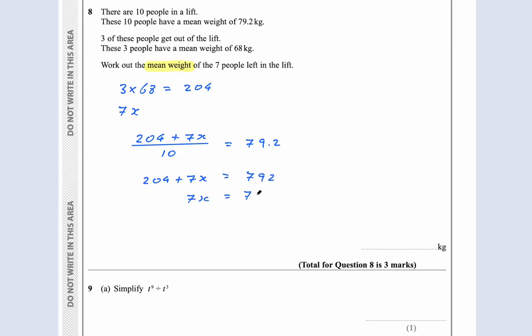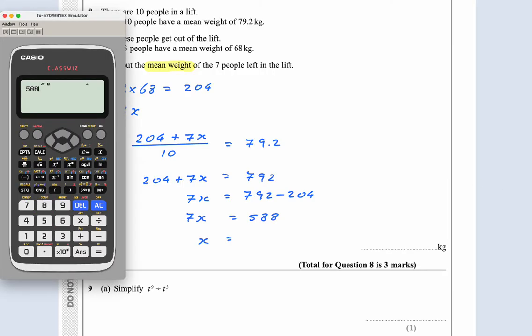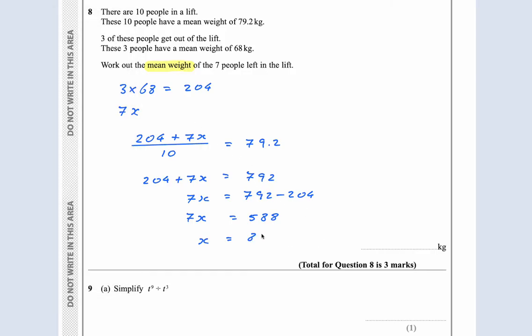7x equals 792 minus 204. If I subtract this, what is that? 7x is 588. And then x is equal to 588 divided by 7. 588 divided by 7 gives me 84 exactly, right? So x is 84. And if you want to check your answer, just go 7 times 84 plus 3 times 68, and divide by 10, and you should get 79.2.